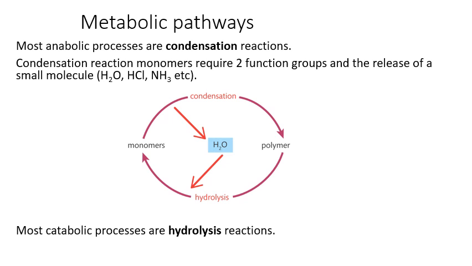Now, most anabolic processes are condensation reactions. And as we've seen previously, what happens in terms of condensation reactions is that generally two monomers requiring two different functional groups combine together and release water. So you get condensation occurring, which forms a polymer and associated water molecule. Therefore, most catabolic processes require hydrolysis reactions, catabolic breaking things down. And primarily that involves hydrolysis.